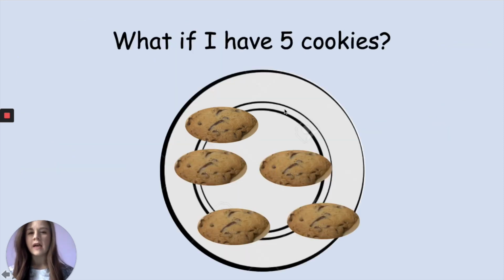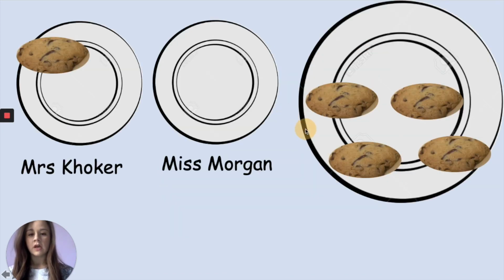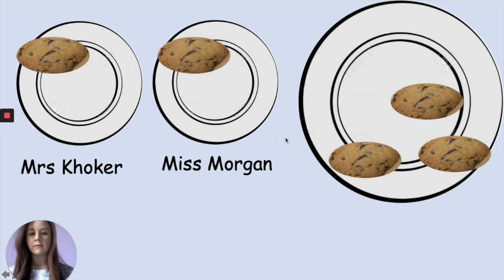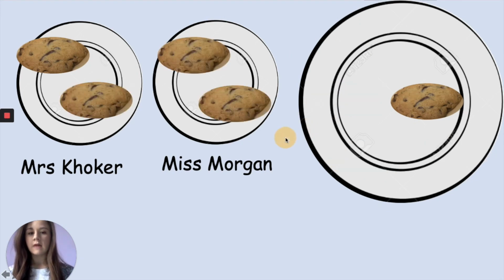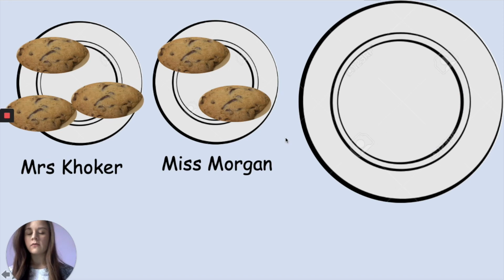But what if I have 5 cookies? Now let's try it again. Let's share it between me and Mrs. Coker. So 1 for Mrs. Coker, 1 for Miss Morgan, 1 for Mrs. Coker, 1 for Miss Morgan, and 1 for Mrs. Coker. But I have none left.